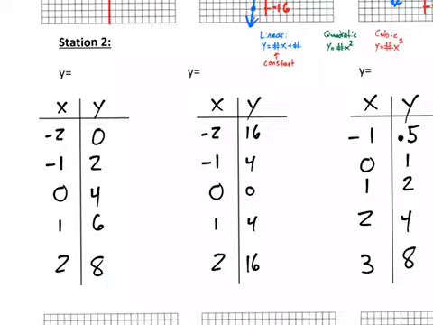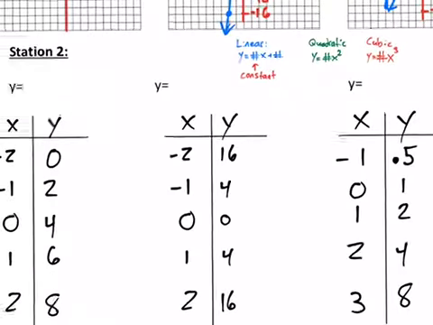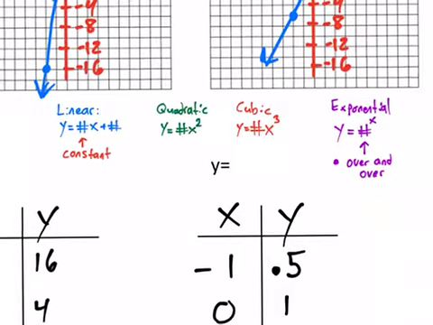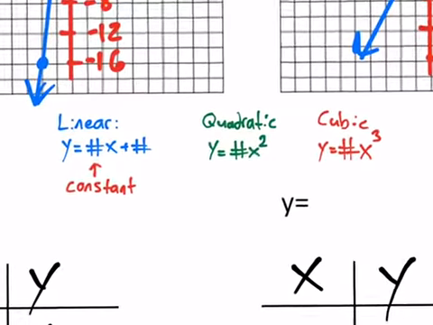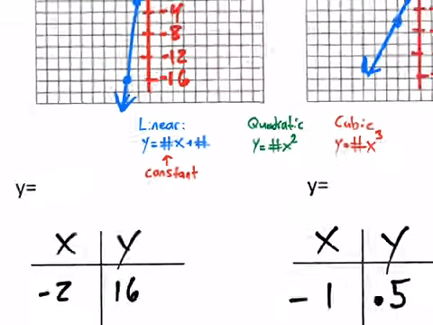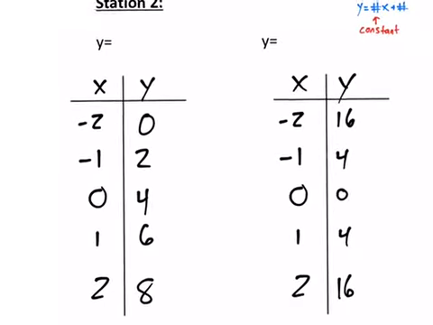All right, so here we're going to do our run through of station 2, where we're going to have 4 different equations, and we're going to match them up with linear, quadratic, cubic, and exponential, and talk about finding some of the missing values for these 3. All right, so let's go ahead and start off here.